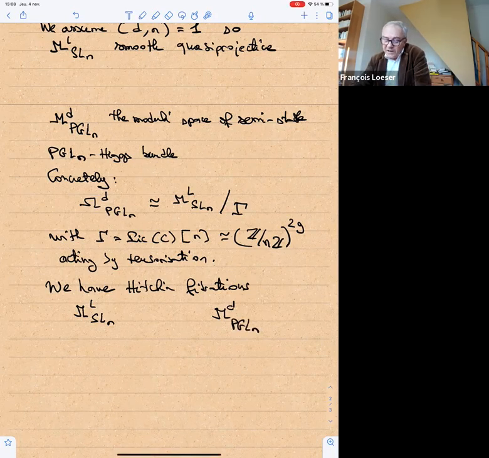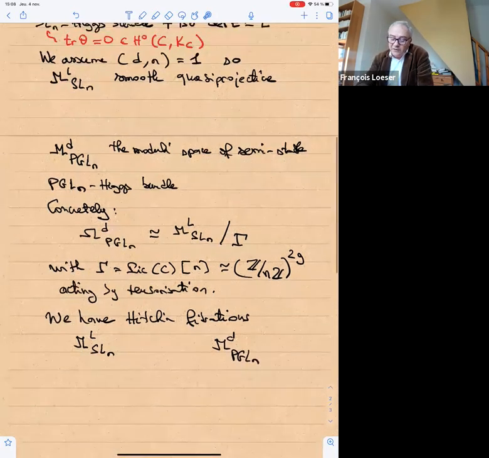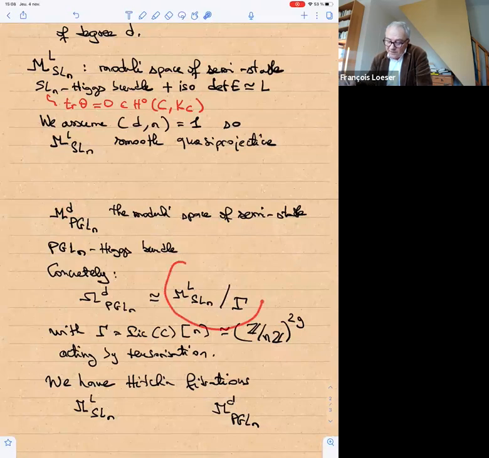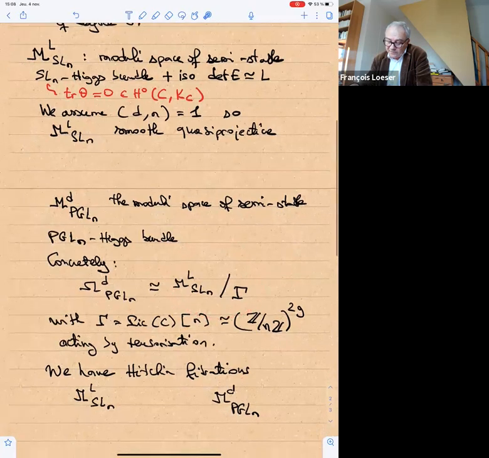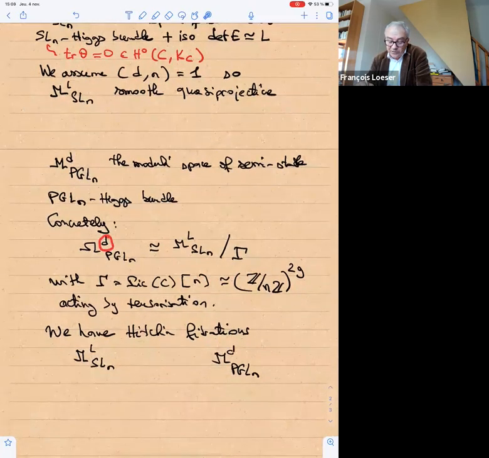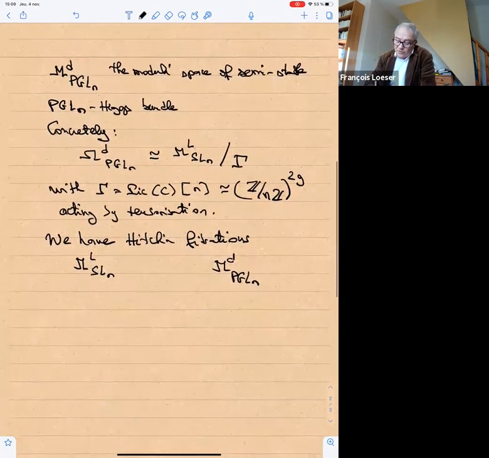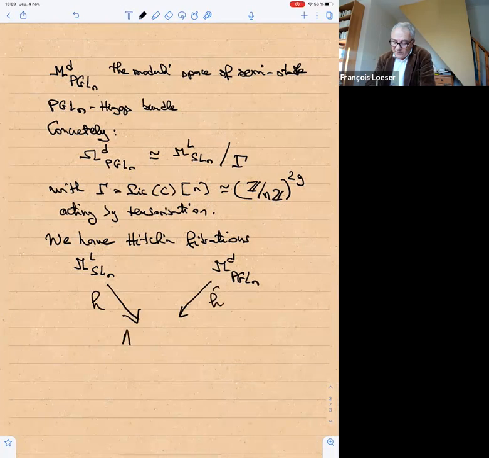So you may ask, here I have the superscript L, and here it's D. The point is that, in fact, one can check that this quotient is independent of L. This is why I put D here. And so we have two Hitchin maps on the same base.